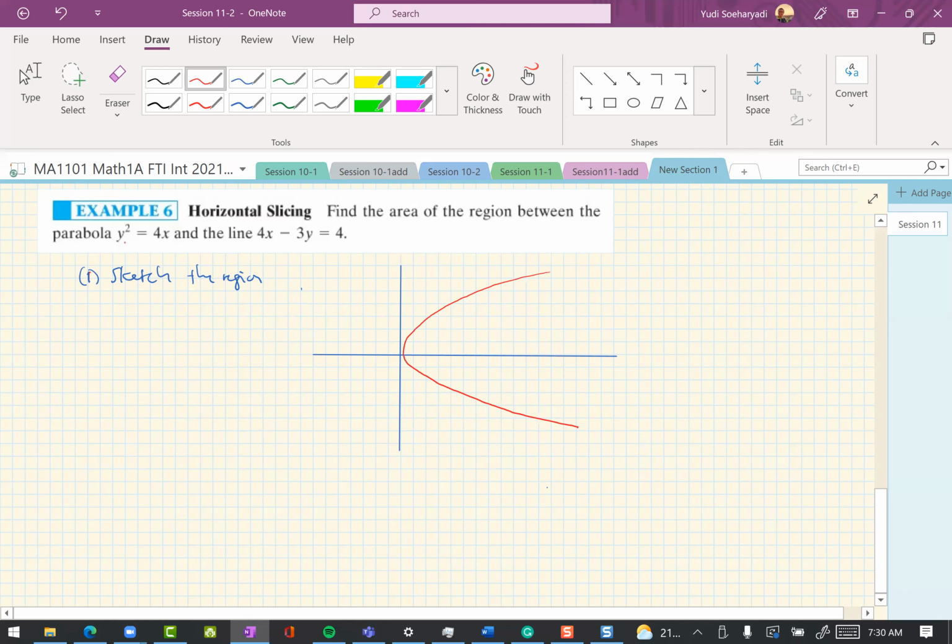Okay, and then the sideways parabola. This is a line. Let's see, we used to write this down as 3y... or just easy, just plug in x equals 0. If you plug in x equals 0, you get y equals minus 4/3. So x equals 0 here, minus 4/3. Here, for example.